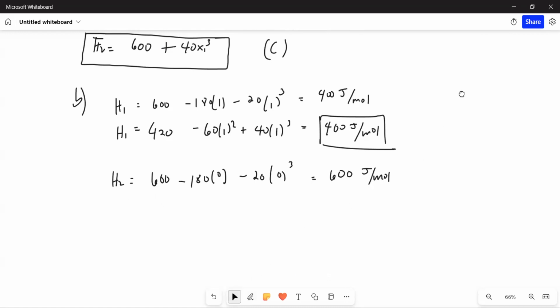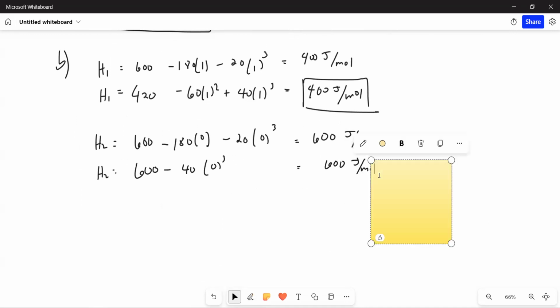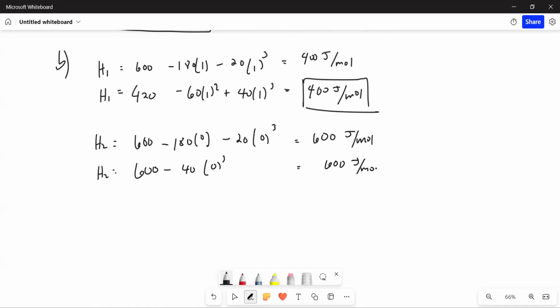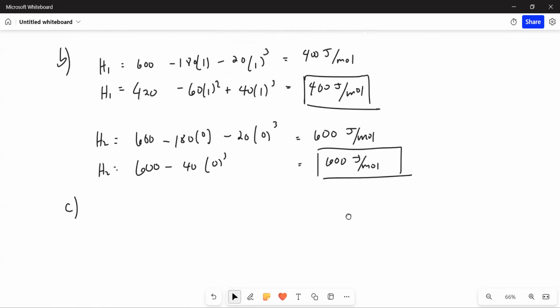We can also use equation C, and similarly just replace x sub 1 with 0. So this is also 600 joules per mole. Okay, so I hope that's clear. So that's our answer for letter B, the pure species. We just obtain it by setting either x sub 1 or x sub 2 to 0.